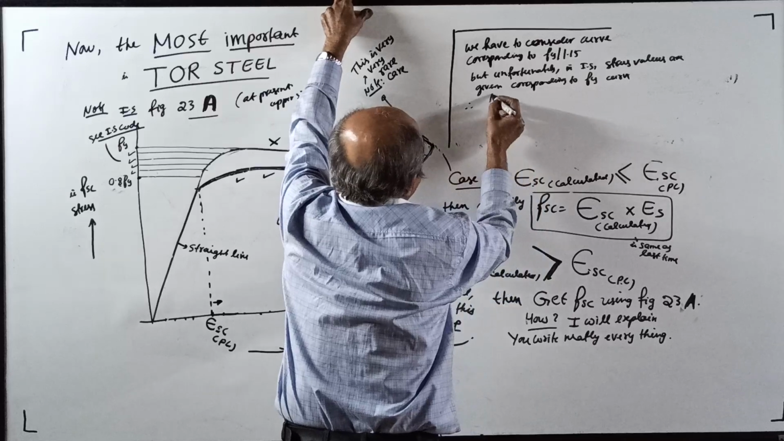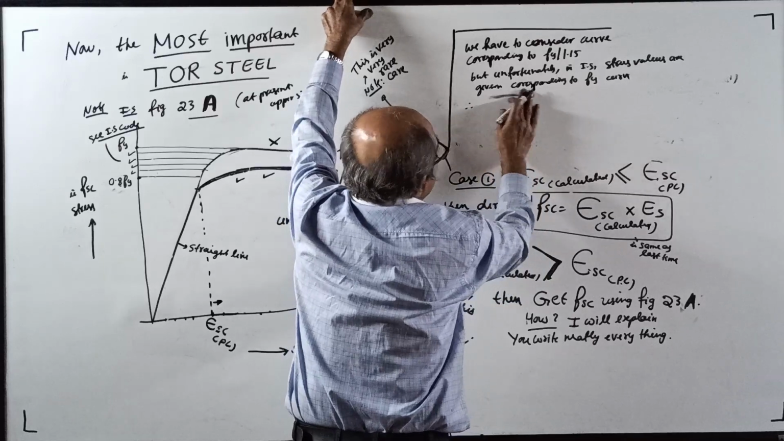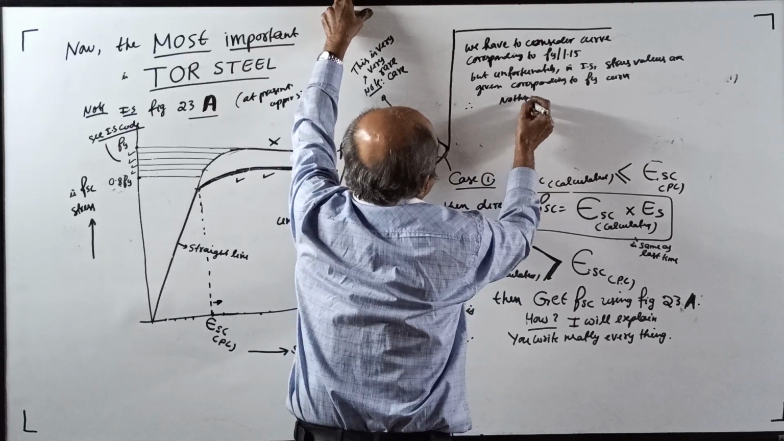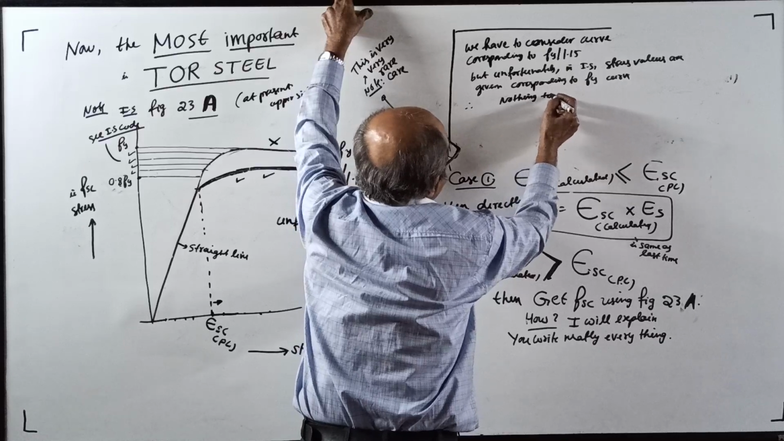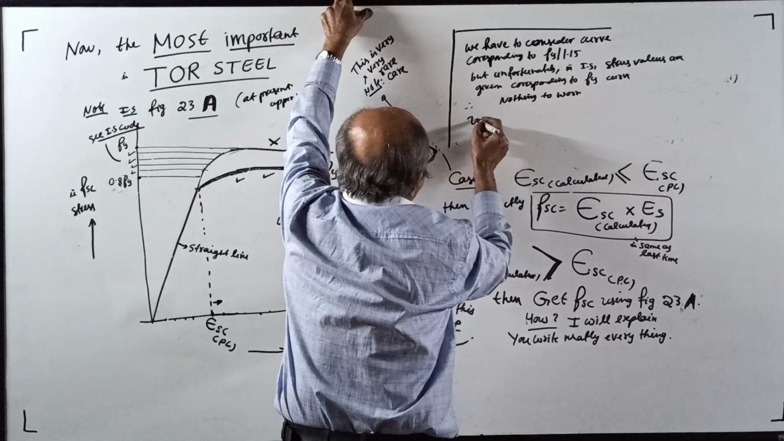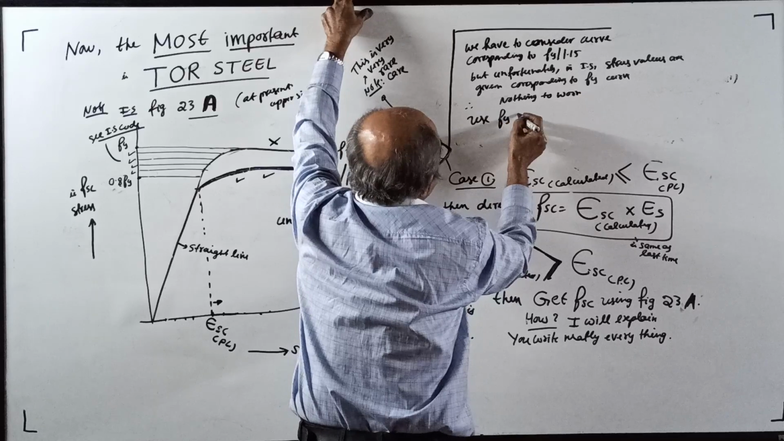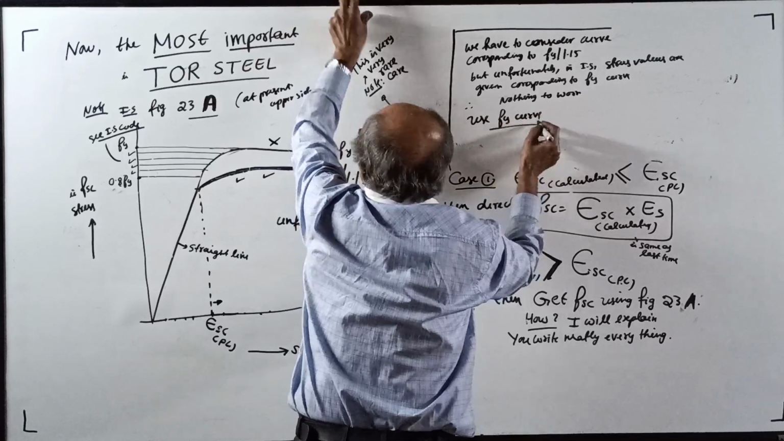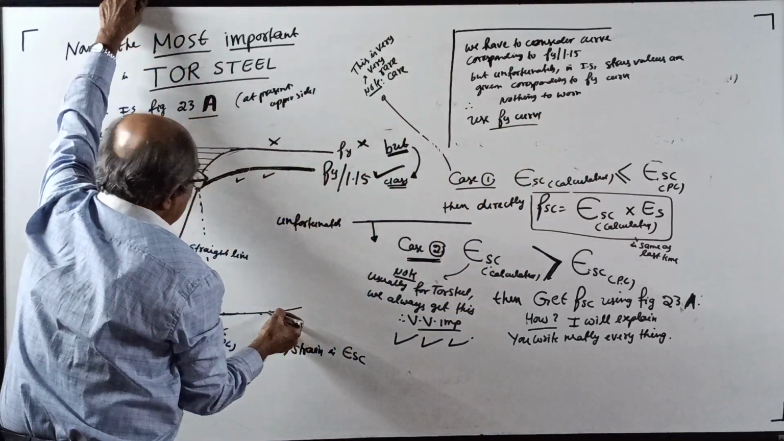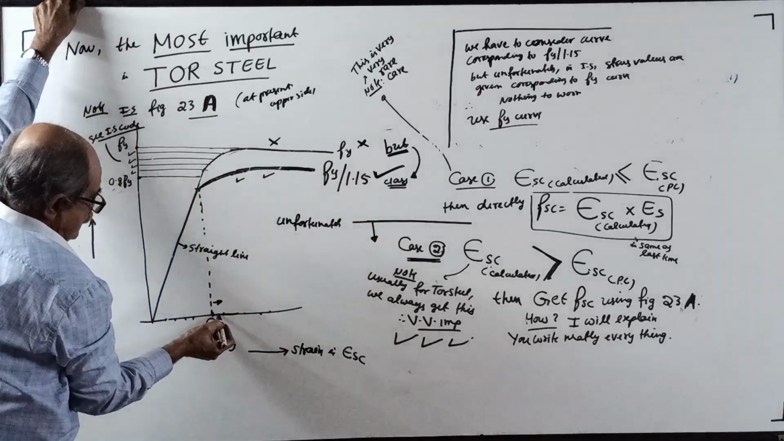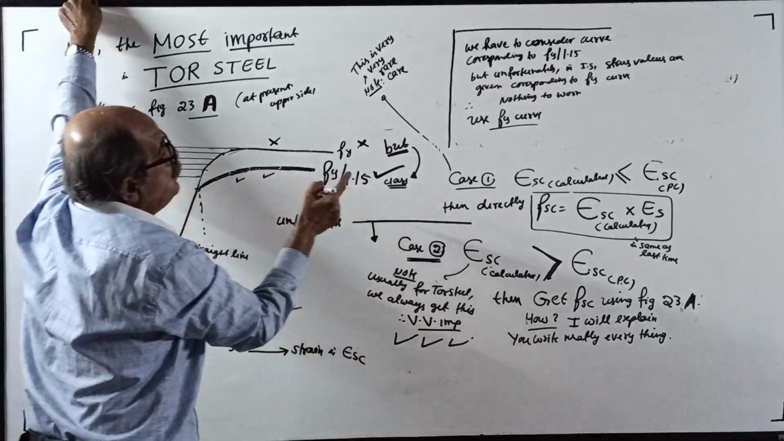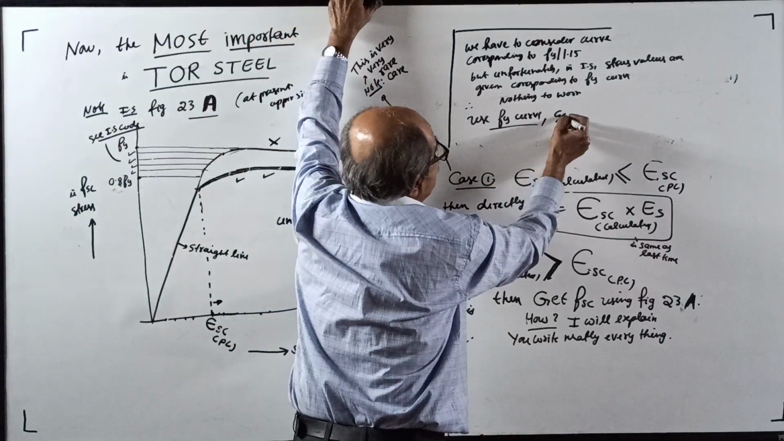Therefore, nothing to worry. Right here. So, therefore, nothing to worry. Use the Fy curve. Use this curve. From here, go to this curve. Maybe come to this curve. Use the Fy curve. Get the stress.